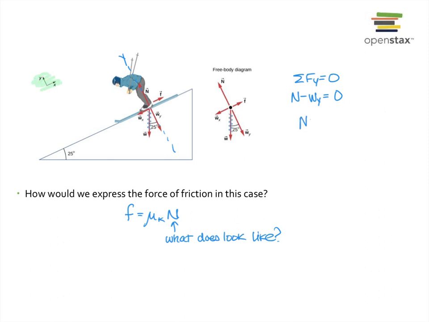So the normal force is equal to W sub y, which is actually just equal to mg. And you can see that this is adjacent to the angle, so that's going to be cosine of 25. So this force of friction, then we could write it as mu times the normal, but this is how we write the normal. So we have mu sub k mg times cosine of 25 degrees. This is a really good example of a situation where the normal force is not equal to the weight.